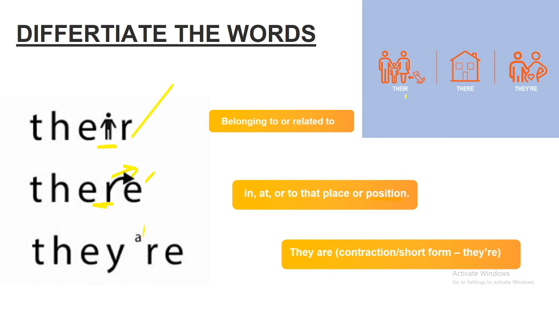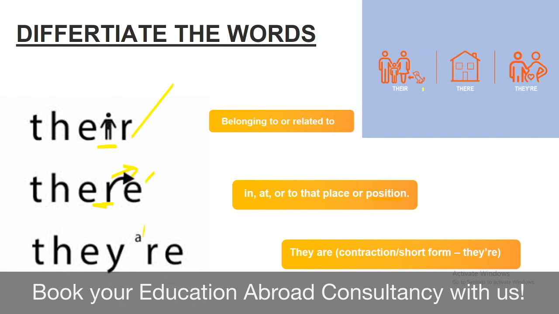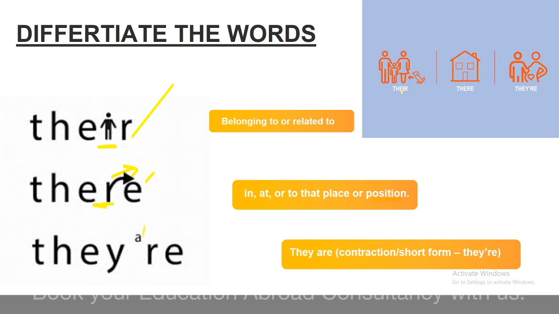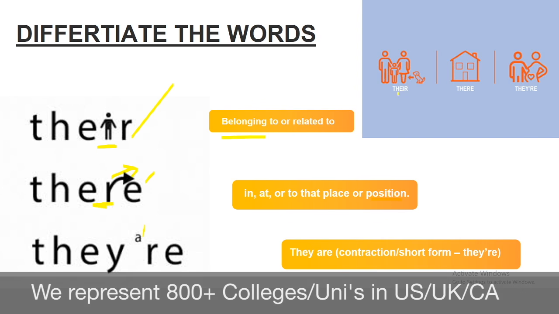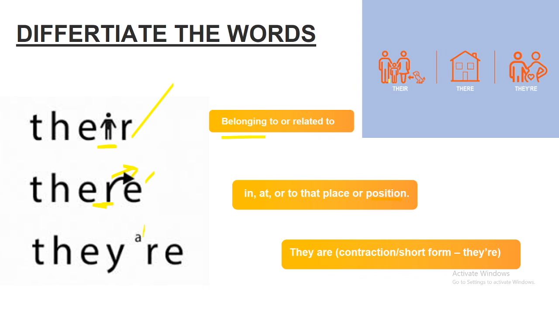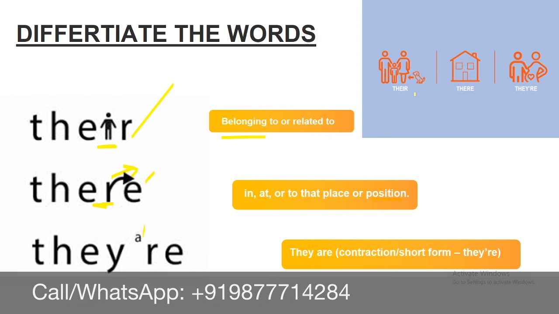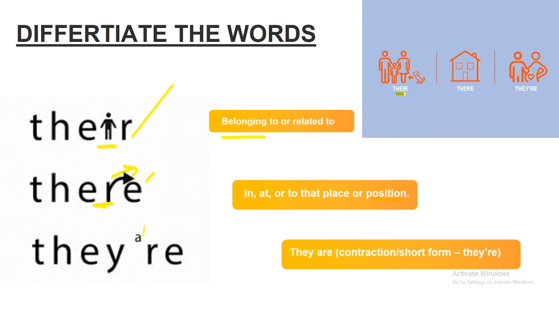So, this dog belongs to this family. We are talking about belongingness. So which word will we use? We'll use their. So, Tommy is their dog. वो उनका dog है. So, Tommy is their dog, and we'll use this their, because it's showcasing belongingness.